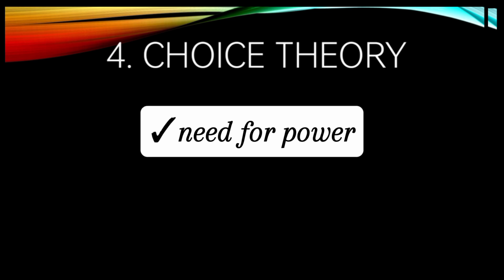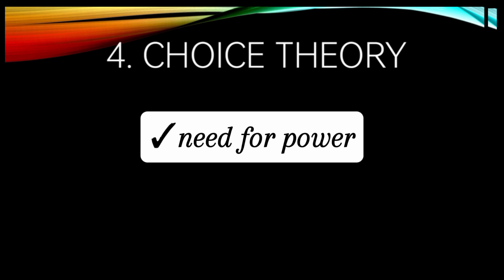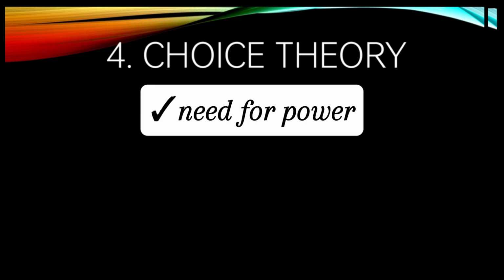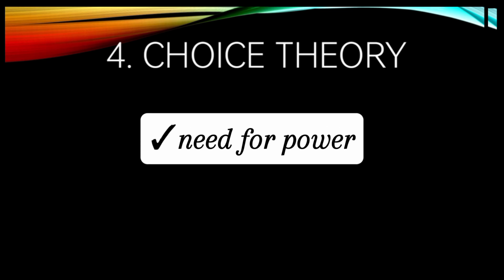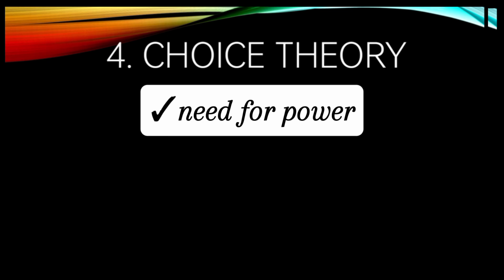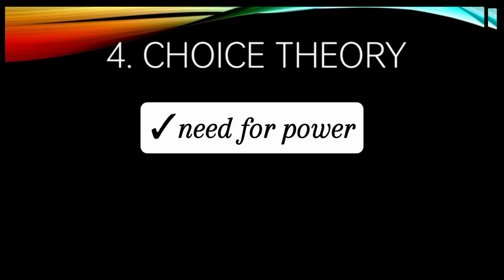Another need is the need for power. Power is gained through competence, achievement, and mastery. People's genetic instruction is to achieve, master new skills, and to be recognized for their accomplishments.